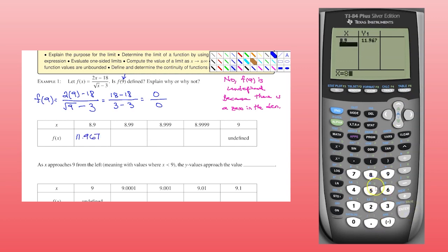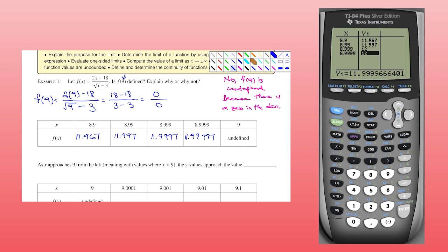11.967. Three decimal places or more, if you need them, would be appropriate here. Next one would be 11.997. And then if we evaluate at 8.999, we get 11.9997. And then we evaluate at 8.9999, we get 11.99997. And we could continue to get closer and closer to 9, but as soon as we hit 9, we know that that's undefined.